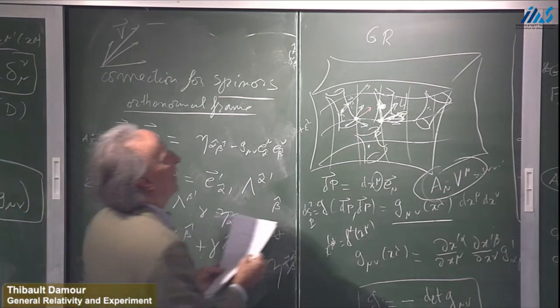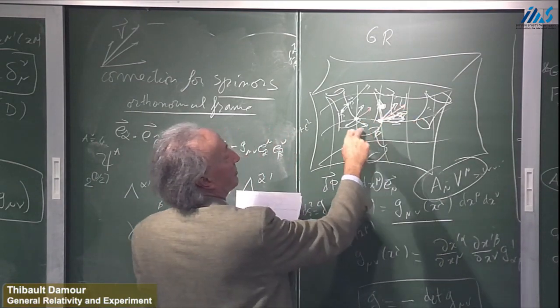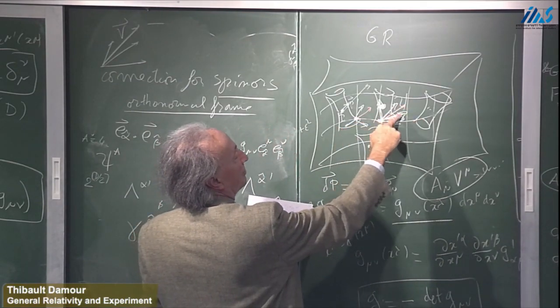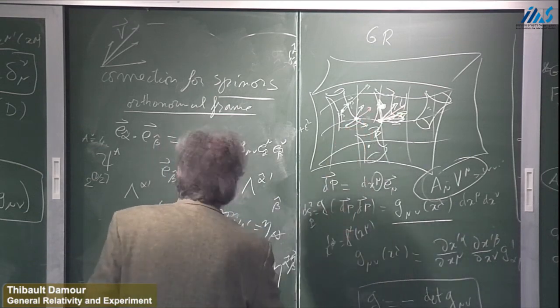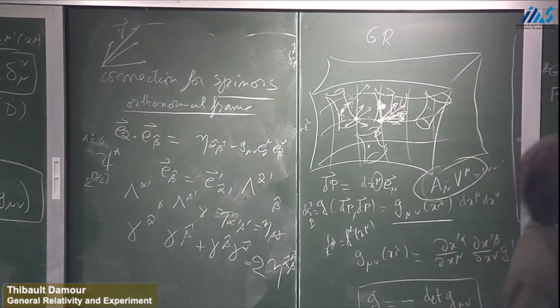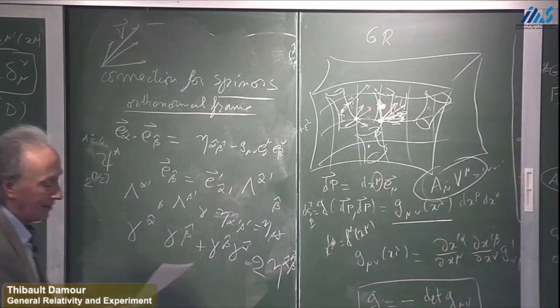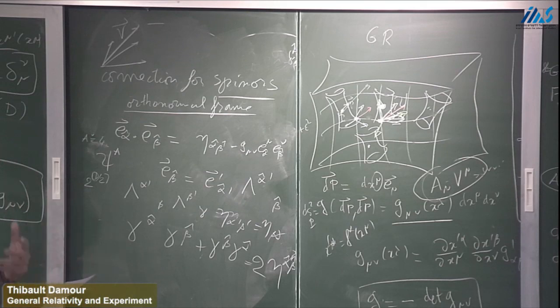Now, we want to define the covariant derivative of a spinor. What is the difference between this spinor here and this spinor here? Or technically, what is the connection that I need to put when this object here is a spinor? Okay, I will not redo the full computation. I will just define for you what is the result.